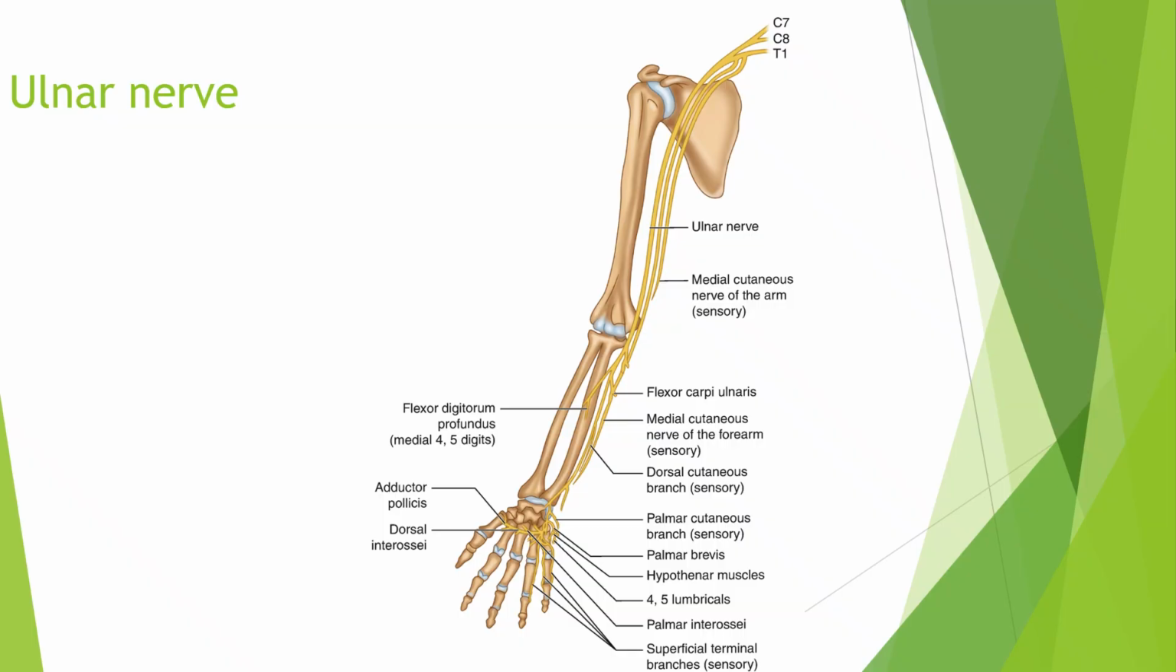So now let's look at the anatomy of the ulnar nerve. The ulnar nerve is the continuation of the medial cord of the brachial plexus. It supplies the flexor carpi ulnaris, the medial half of the flexor digitorum profundus, and it gives off a palmar cutaneous branch to the medial 1.5 digits. The ulnar nerve passes superficial to the flexor retinaculum. It passes through a canal called Guyon's canal.